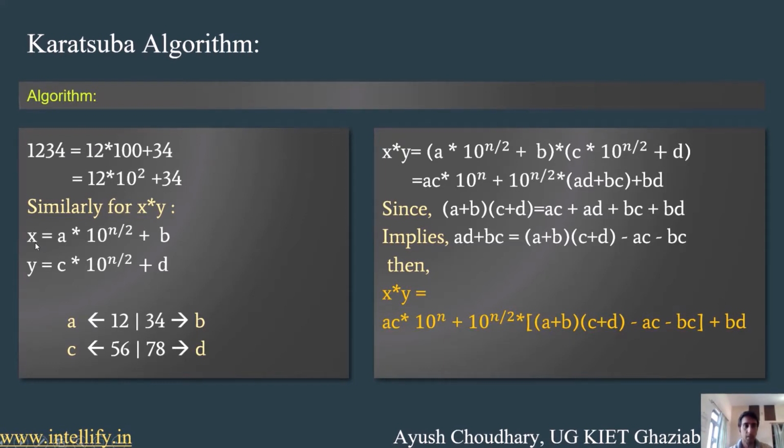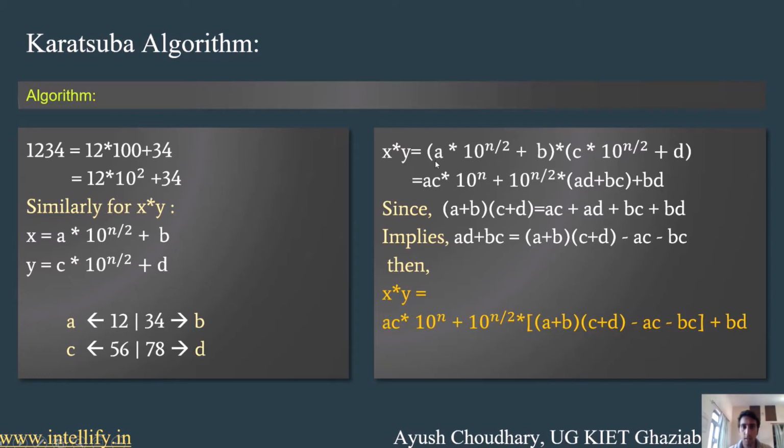So simply, like here we have two numbers for multiplication, x and y. So x can be written as a into 10 to the power n by 2 plus b, where n is the length of the number, and similarly y can be written in the same way. Like we have two numbers 1, 2, 3, 4 and 5, 6, 7, 8. So we will divide both of the numbers in half, and 12 is assigned to A, 34 is assigned to B, 56 is assigned to C, 78 is assigned to D, right?